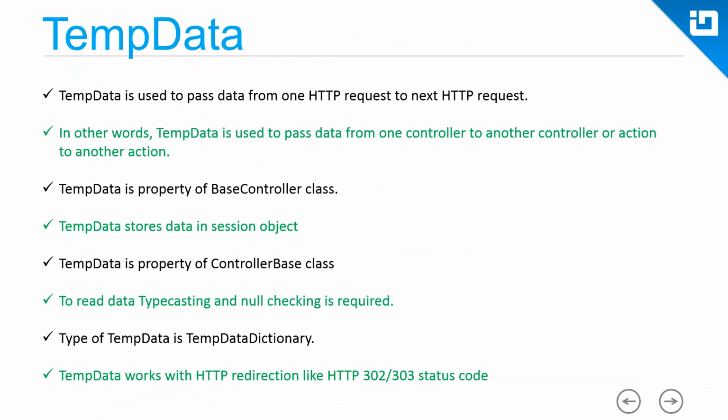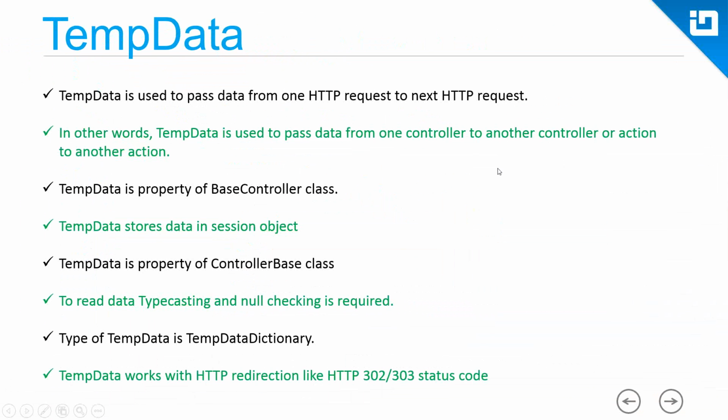TempData is used to pass data from one HTTP request to the next HTTP request. In other words, TempData is used to pass data from one controller to another controller, or action to another action. TempData is a property of the base Controller class. TempData stores data in the session object. TempData is a TempDataDictionary. To read data, you need to do the typecasting and null checking. And TempData works with HTTP codes like 302 and 303.